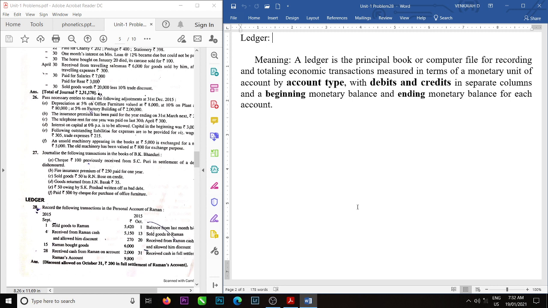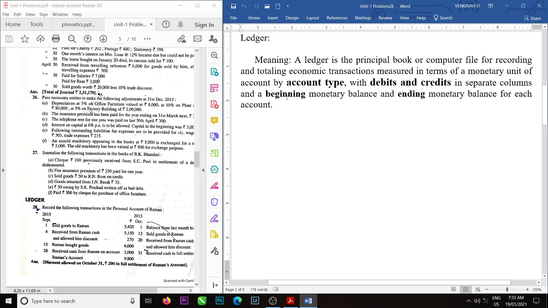Now we are moving one step ahead, that is the ledger. All the cash related transactions are posted into an account called the cash account. All bank related transactions are posted into a bank account, like the furniture account, like Shyam account, like Ramana account. Each account which we opened in the journal entry, we will open as a separate account. All the related transactions are posted in that account with debits and credits.